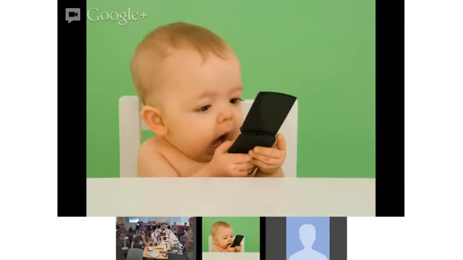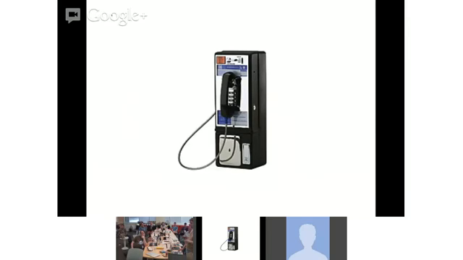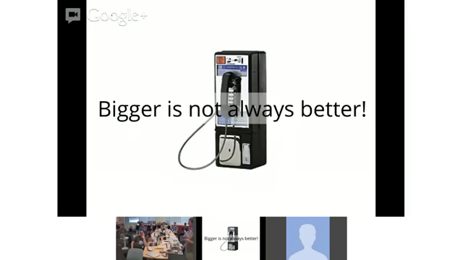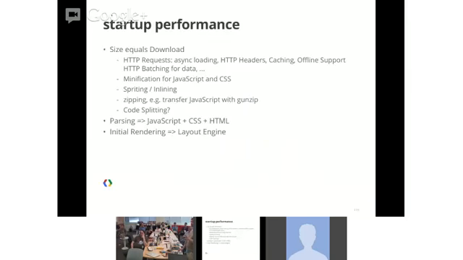So let's drill first into startup performance. Startup performance mostly drills down to download, evaluate, and execute. The bad thing is you have to download every file, and you're getting latency and transfer time for every file. And that's quite important on mobile, because on mobile, bigger is not always better. We do have really bad network connections on mobile, so you have to do all those things just right to get a mobile application really running greatly.